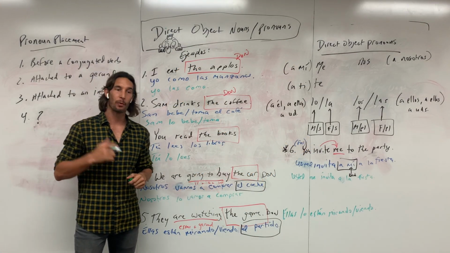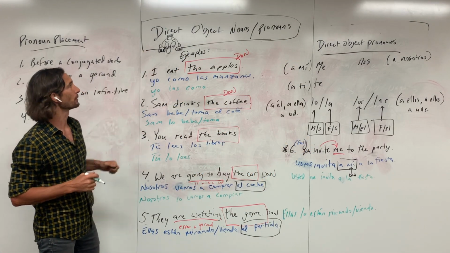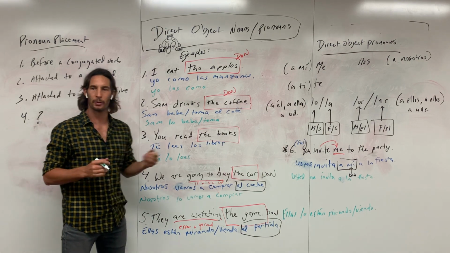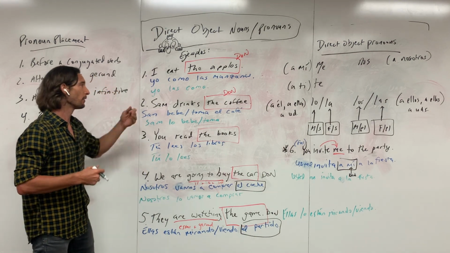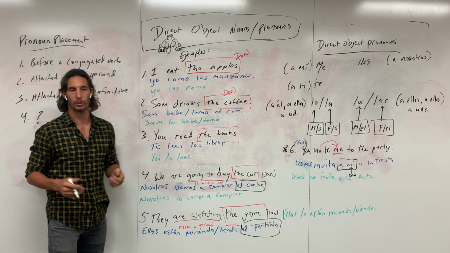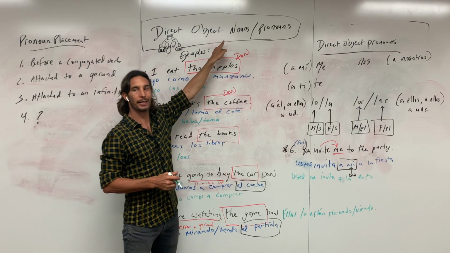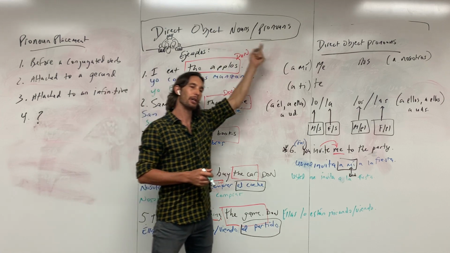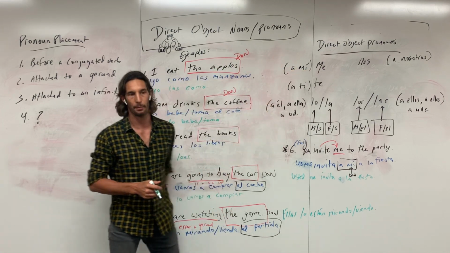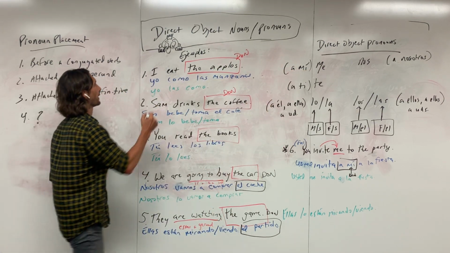Guys, today we're going to work on direct object nouns and pronouns. We're going to learn how to use those, how to identify them, and then, of course, use them in a sentence. Specifically, learn how to identify the direct object noun, convert it into a pronoun, and then where to put it in the sentence. So that's what we're going to do today.